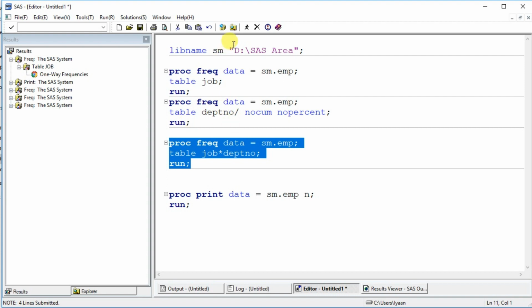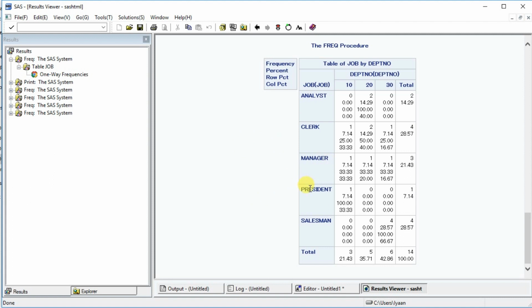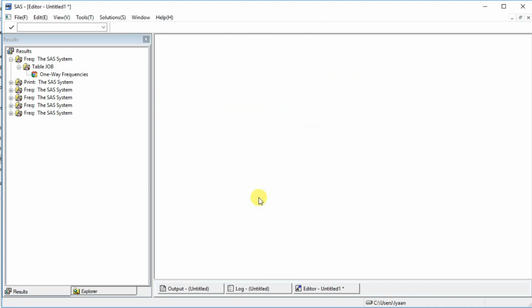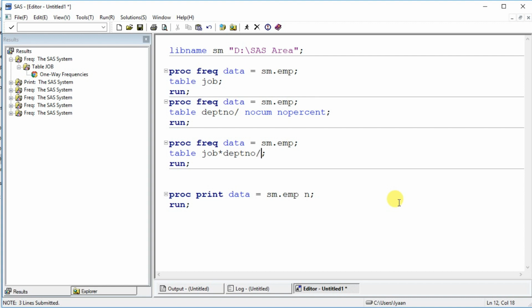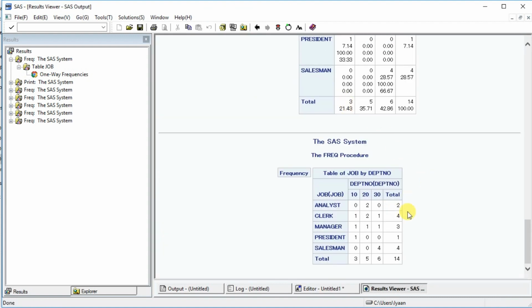Let's run and check the output. Now see this. Let me first control the output so we can understand it easily by putting some restrictions. Basically, nocum for not getting the cumulative, nopercent for the percentage, norow as we get the row calculation, and column calculation, so nocol, right? So now see the output. Now this is what the idea was.